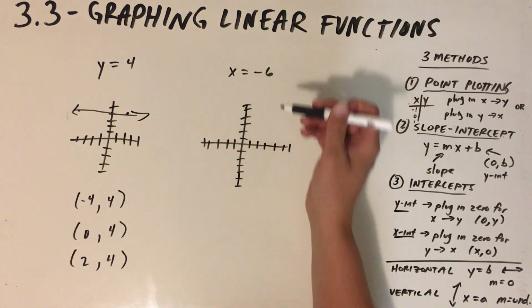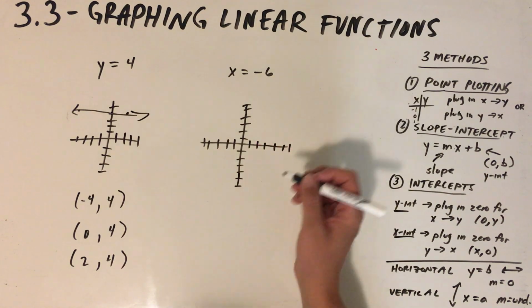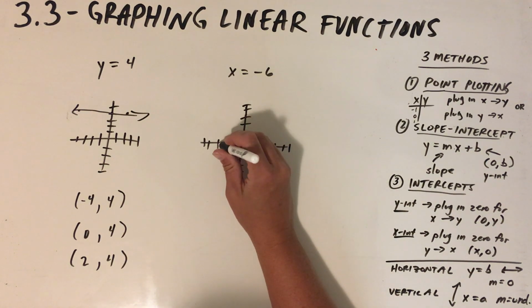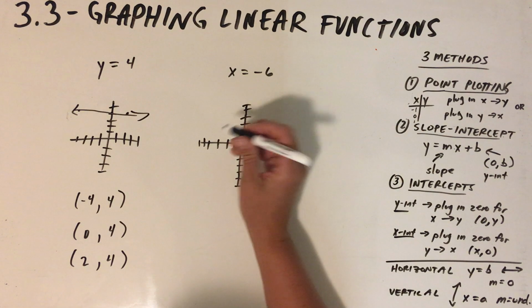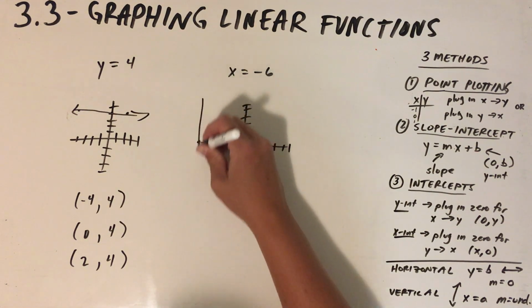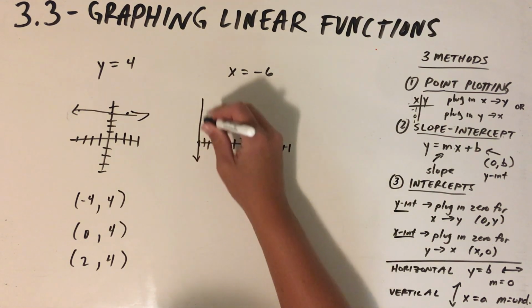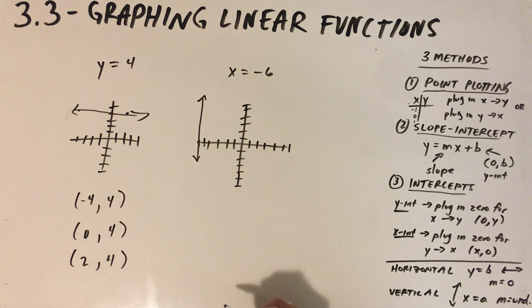So if x is -6, then x is always -6. I'm going to go to 1, 2, 3, 4, 5, 6 and say, well, x is always going to be -6. So I just want you to memorize or understand that a horizontal line is y equals a number and a vertical line is x equals a number.